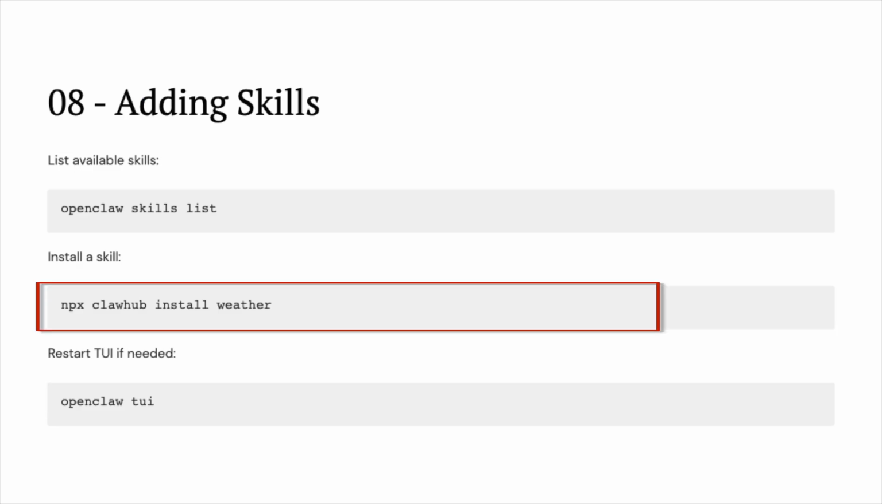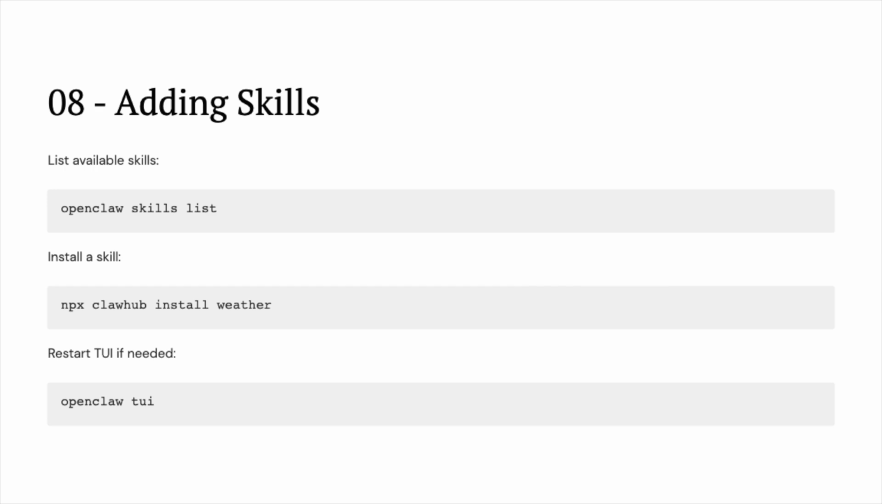To install a new skill, you can say npx clawhub install weather, as an example. Weather is a skill, and once you install it, you restart and start to use it. This is how you install new skills.